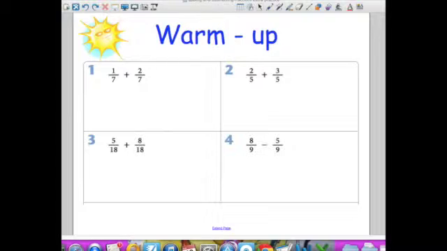Today we continue to review adding and subtracting fractions. Last week you practiced adding and subtracting fractions with common denominators. Today we're going to be looking at uncommon denominators. To get started, here are some warm-up problems with common denominators. Remember that all you need to do is add the numerators and keep your denominators the same. Please pause and do this now.